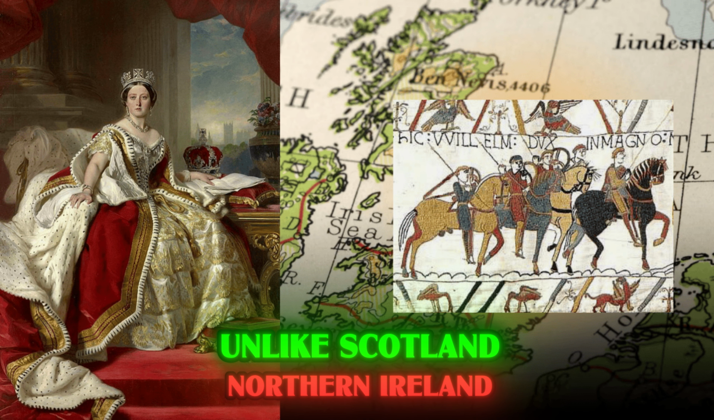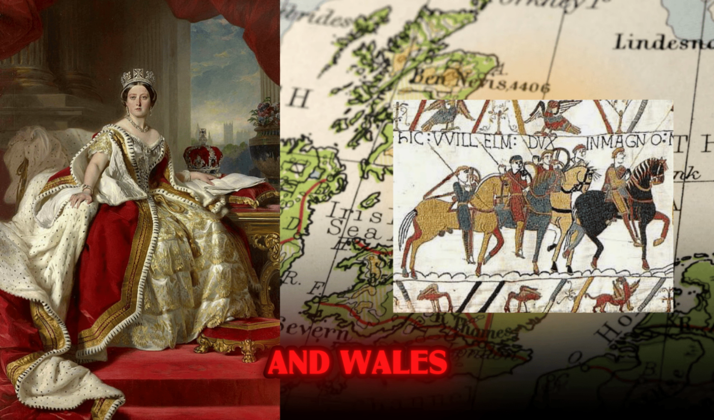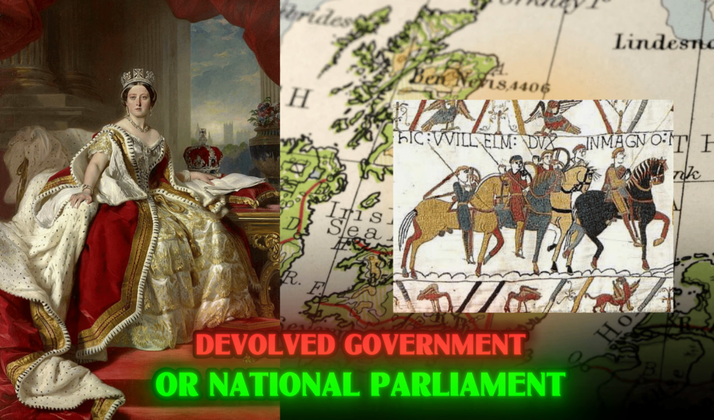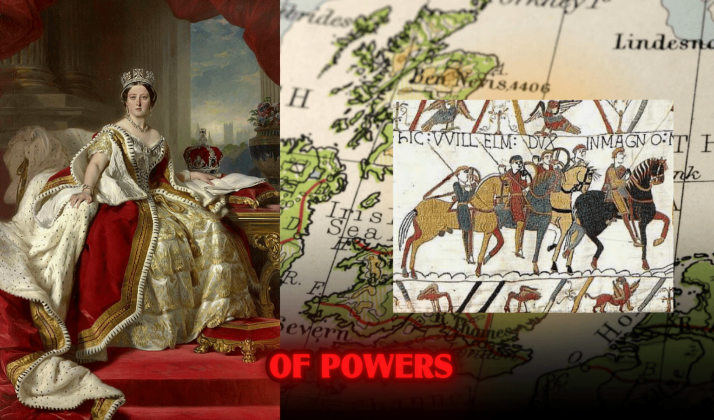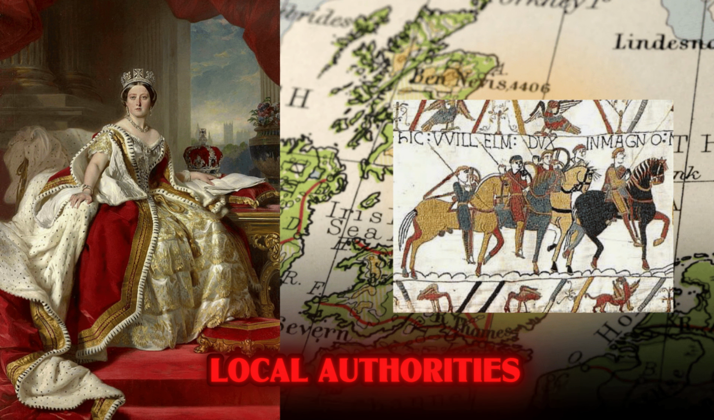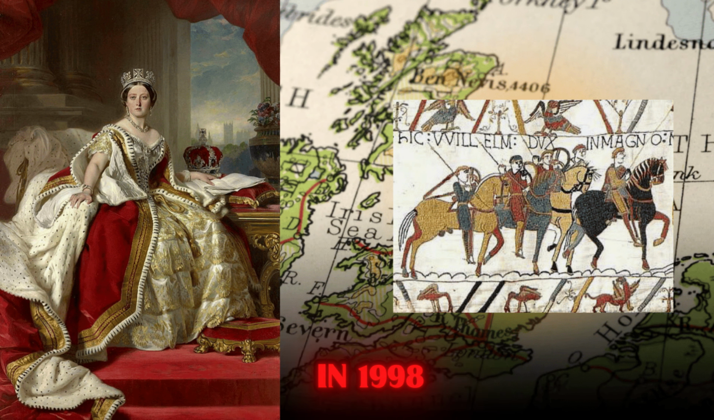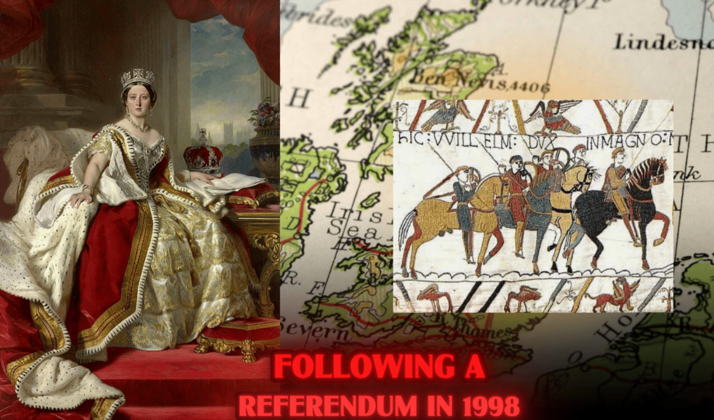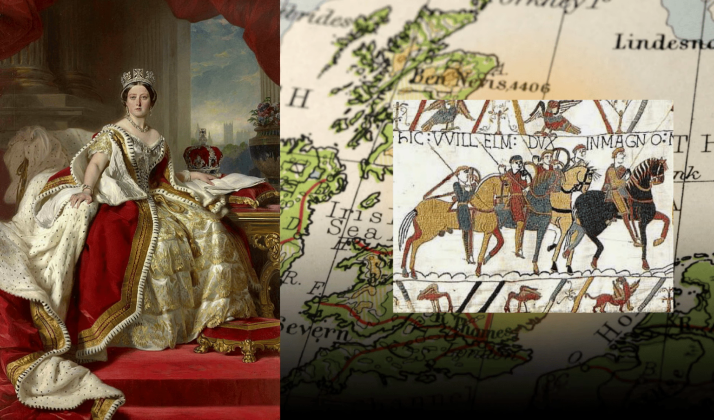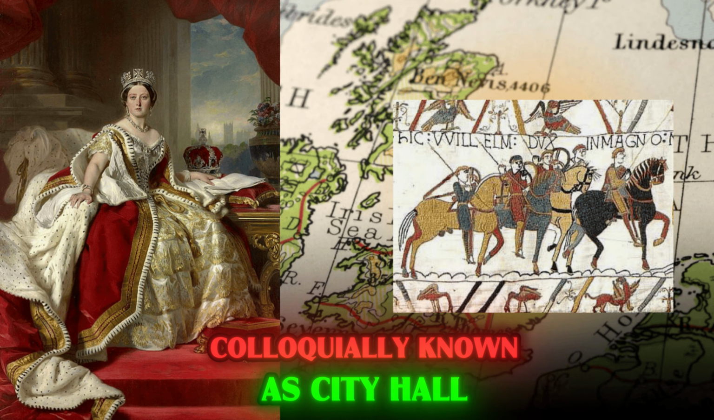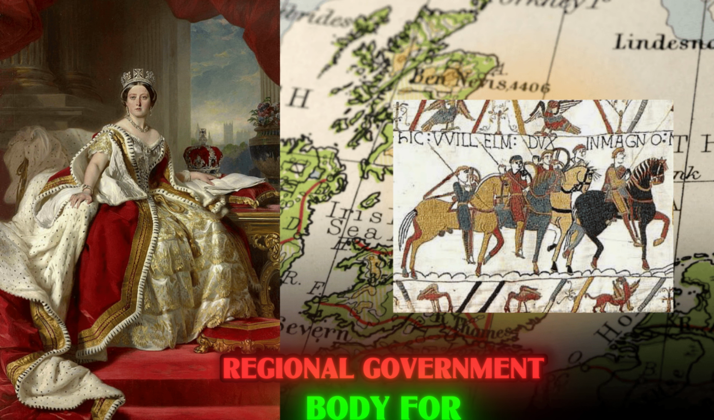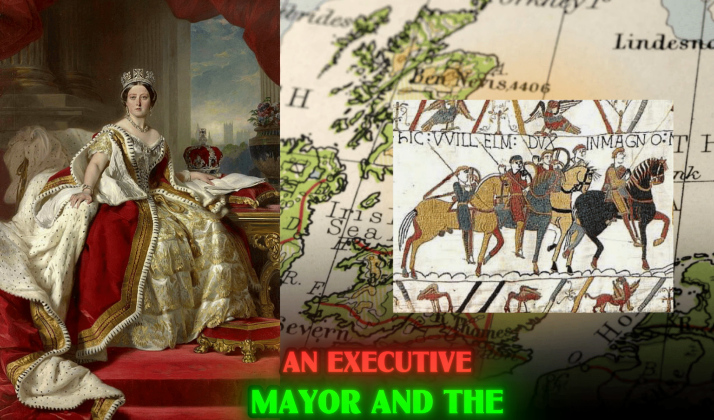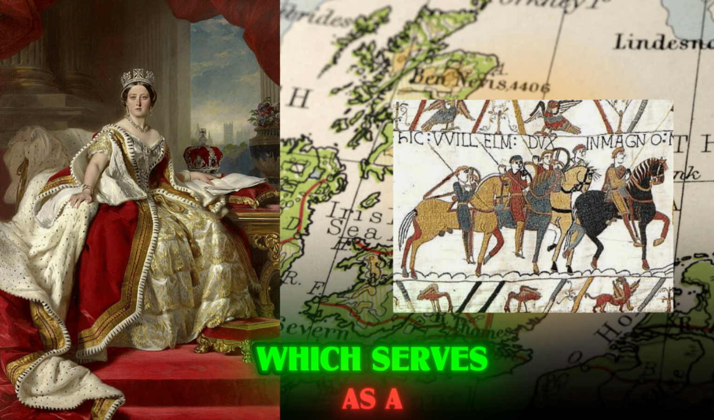England. Unlike Scotland, Northern Ireland, and Wales, England does not have a separate devolved government or national parliament. Rather, a process of devolution of powers from the central government to local authorities has taken place first in 1998. The Greater London Authority, GLA, was set up following a referendum in 1998. Colloquially known as City Hall, it is the devolved regional government body for Greater London. It consists of 2 political branches, an executive mayor, and the London Assembly, which serves as a check and balance on the mayor.